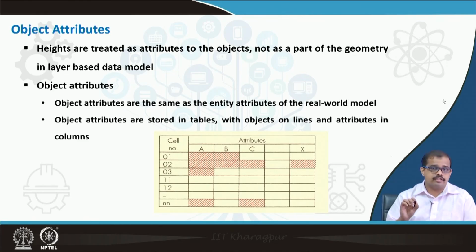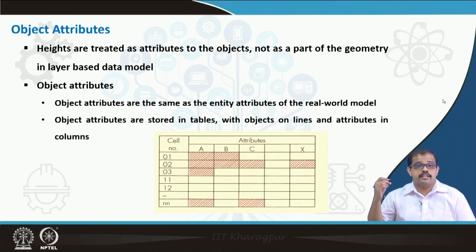Once you put height as a geometry, then it is actually representing a 3D format of that particular data, which is actually not representing the relations, okay. But you can form relations from 2D data to 3D data. Object attributes are the same as entity attributes of the real world models. That is what I said, object and entity go hand in hand. Object attributes are always the same as the entity attributes. Object attributes are stored in tables with objects as lines.